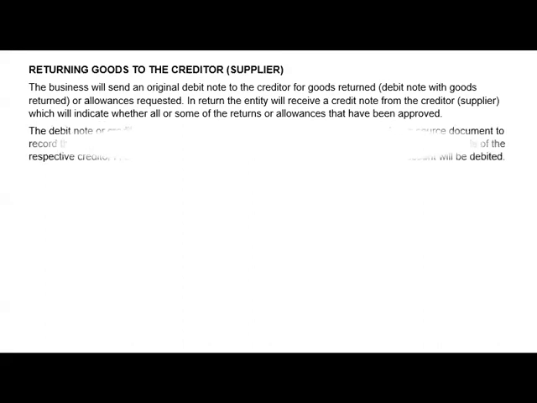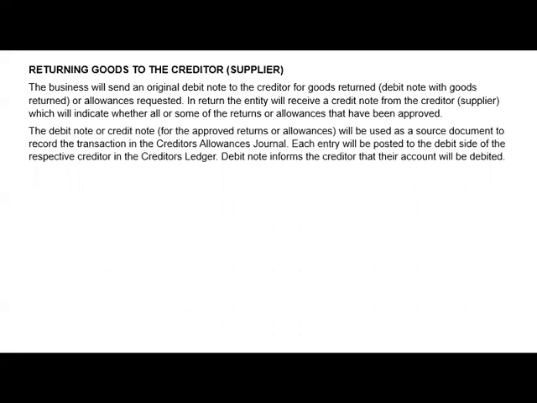Now, a debit note or a credit note for the approved returns or allowances will be used as a source document to record the transaction in the creditor's allowances journal. So when we return goods to the creditor, we'll record them in the creditor's allowances journal. Each entry will be posted to the debit side of the respective creditor in the creditor's ledger. Debit note simply informs the creditor that the account has been debited, okay, reduced. Remember, when you debit the account of a creditor, we are reducing what we owe to the creditor.